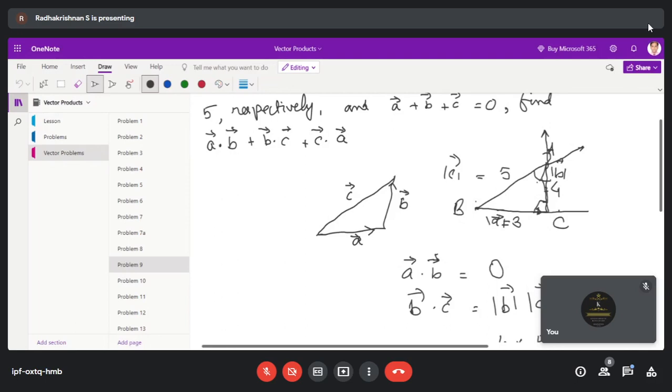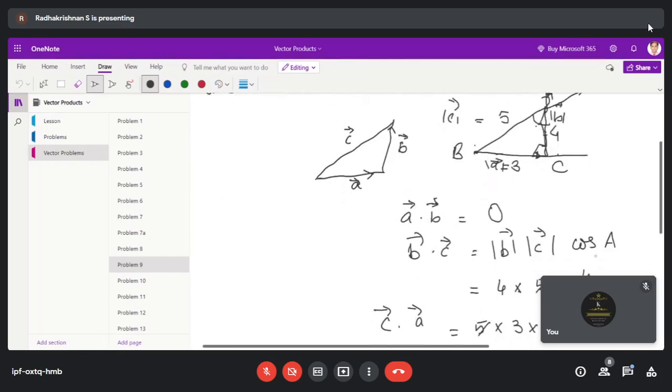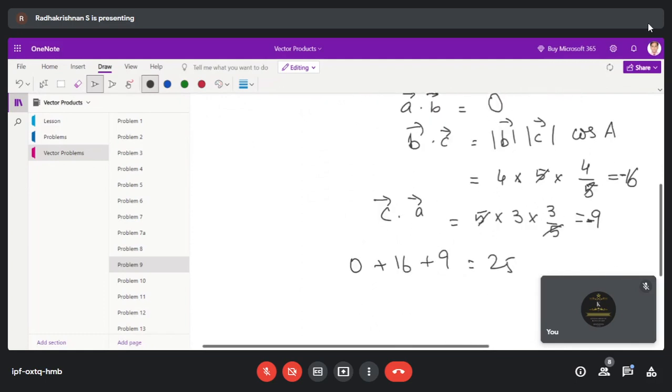So here the angle becomes minus of this value, not simply 4 by 5. The cos A will be minus of 4 by 5. So this will become minus 16. Similarly, this will also be minus 9. Okay. So you look at the angles correctly, it will be minus of that value.